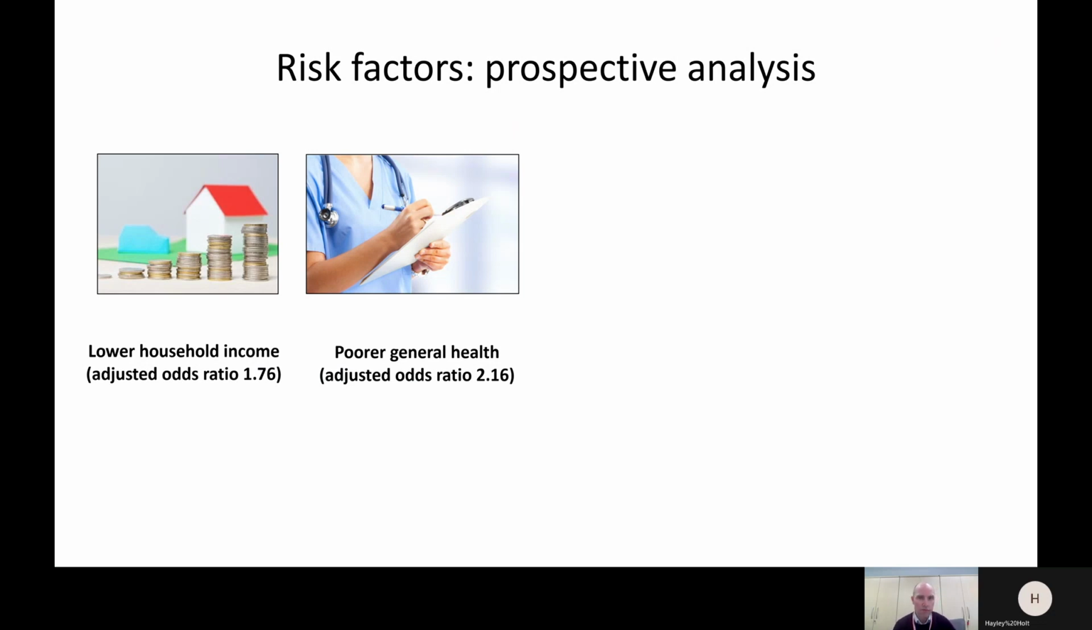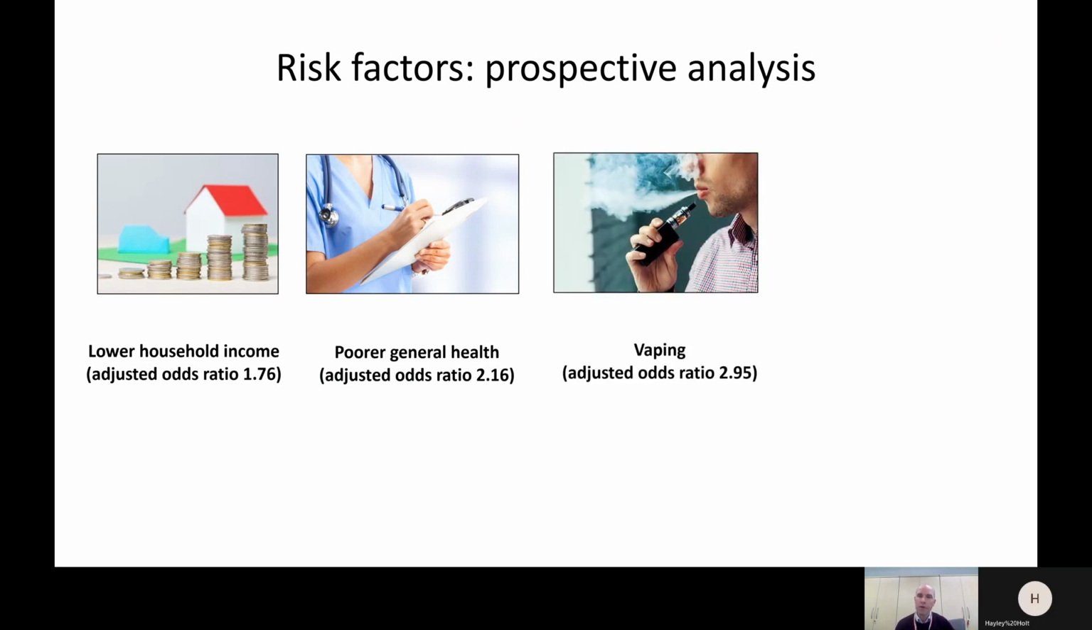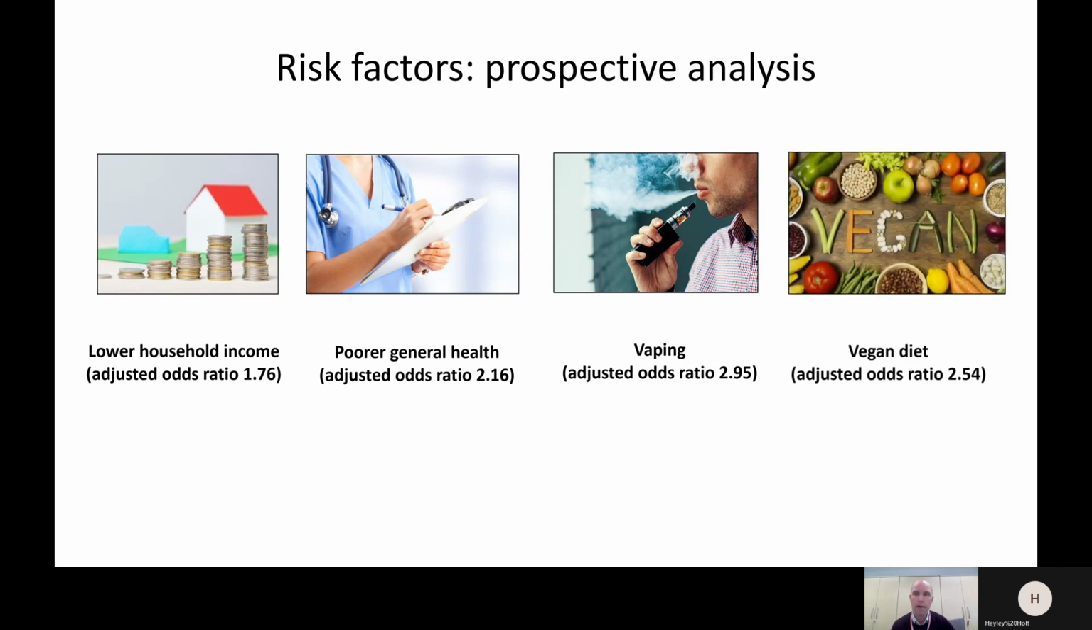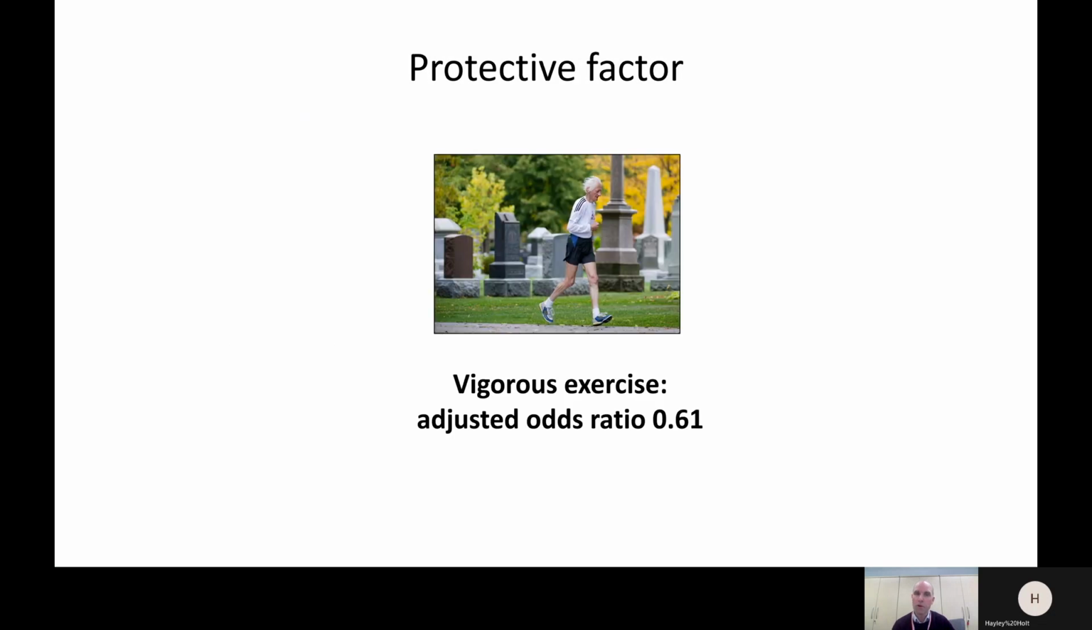But this prospective analysis has also revealed two brand new risk factors that haven't been discovered or reported by others, to my knowledge. The first is a very strong association with vaping, with an adjusted odds ratio of 2.95. That's an almost threefold increased risk if you vape compared to if you don't. The second is that a vegan diet, that is a diet which excludes all animal products, is also associated with a significantly increased risk of COVID-19, with an adjusted odds ratio of 2.54. When we look at protective factors, we find, as with the cross-sectional analysis, that we confirm the association between doing vigorous physical exercise and reduced risk of COVID-19, with an adjusted odds ratio of 0.61.